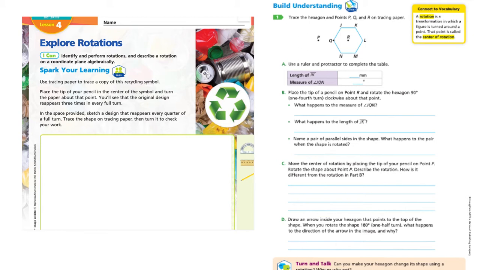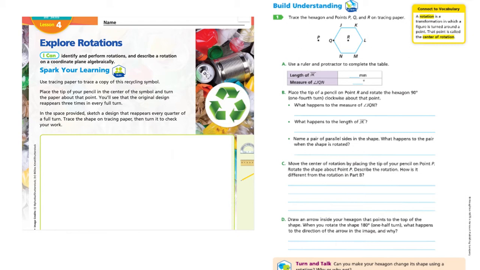B, place the tip of a pencil on point R. So you're going to put your pencil right there and rotate the hexagon 90 degrees, 1/4 turn clockwise about that point. Just a little side note, you can stop the video at any point, as I'm sure you know, and do the problem. Or you can listen to the whole thing, then stop and do all of them. So it's kind of up to you. You have a lot of flexibility how you want to do each lesson. Okay, so let's keep going.